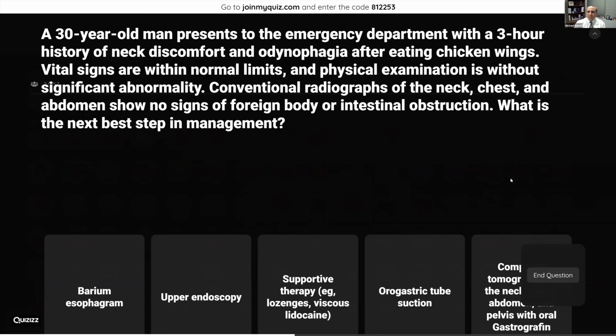A 30-year-old man presents to the emergency department with a 3-hour history of neck discomfort and odynophagia after eating chicken wings. Vital signs are within normal limits, and physical examination is without significant abnormality. Conventional radiographs of the neck, chest, and abdomen show no signs of foreign body or intestinal obstruction. What is the next best step in management? Barium esophagram, upper endoscopy, supportive therapy, orogastric tube suction, or CT of the neck and abdomen and pelvis with oral gastrografin. Again, we'll give about 20 seconds for folks to answer.